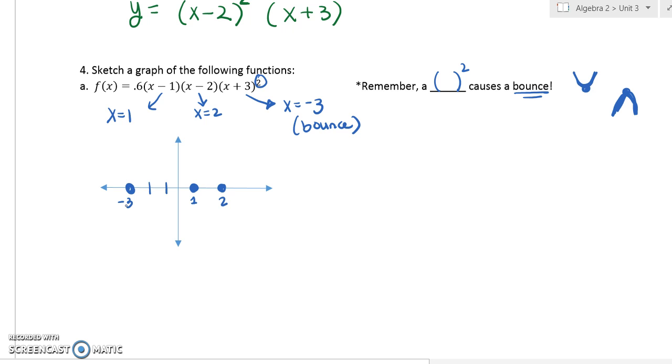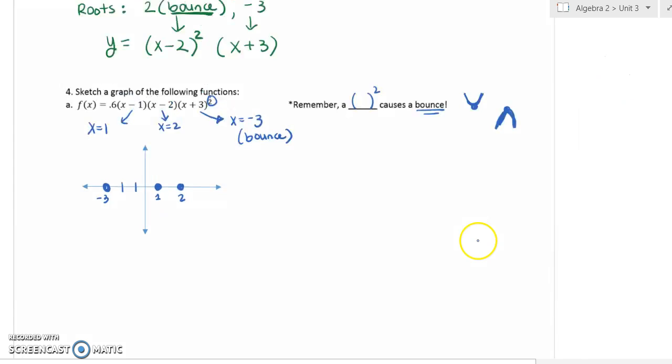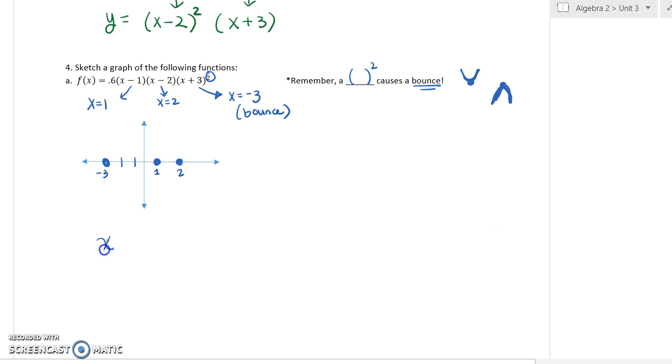Okay? Next thing is I want to know what's my degree, and in this case I'm counting the x's. I have 1, 2, 3, since it's squared, 4 technically. So we have x to the 4th power, which means that it's going to look more like a W. And it's either an up W or a down W. Since it's positive 0.6 in the front, we know that it has to be positive. It's going to look up, okay?